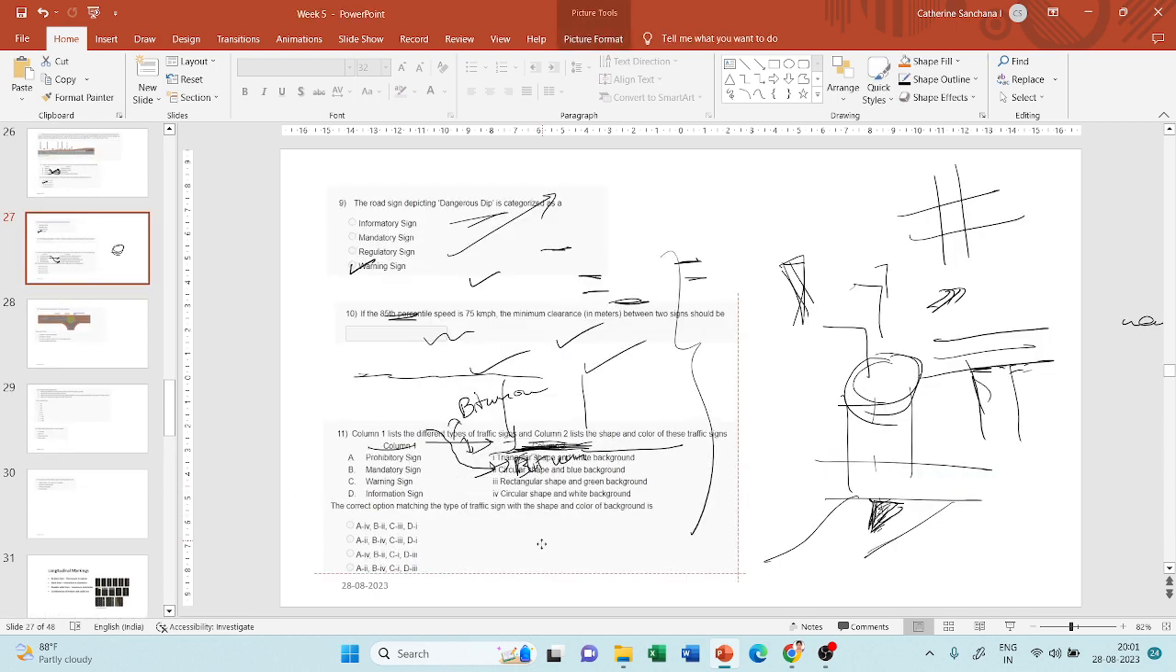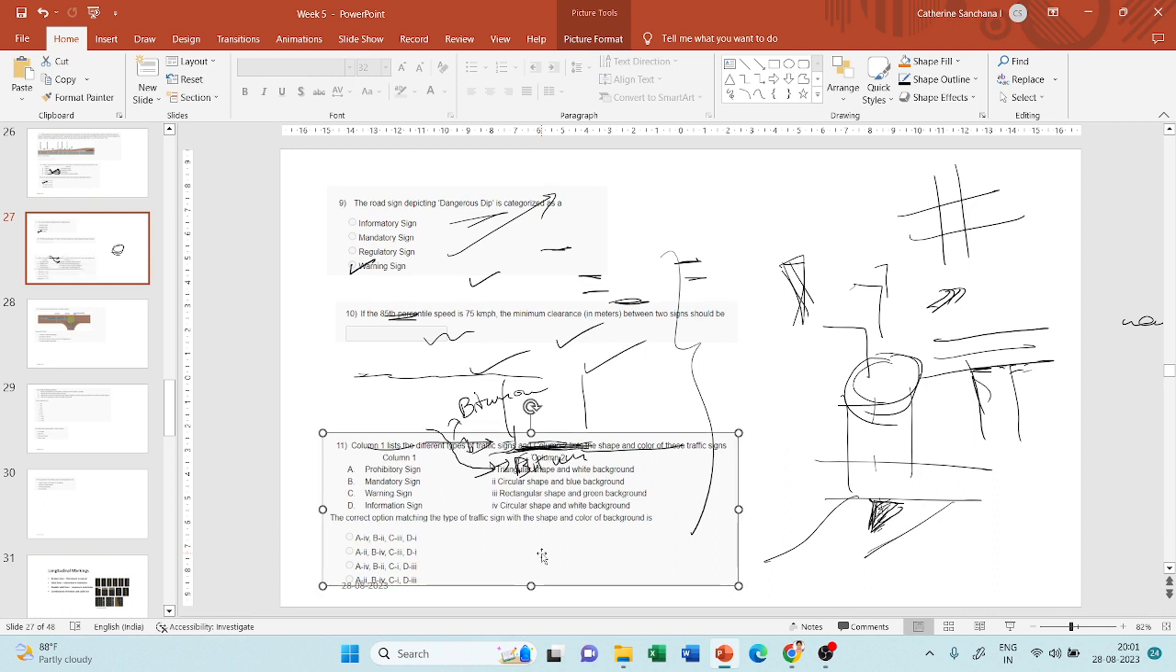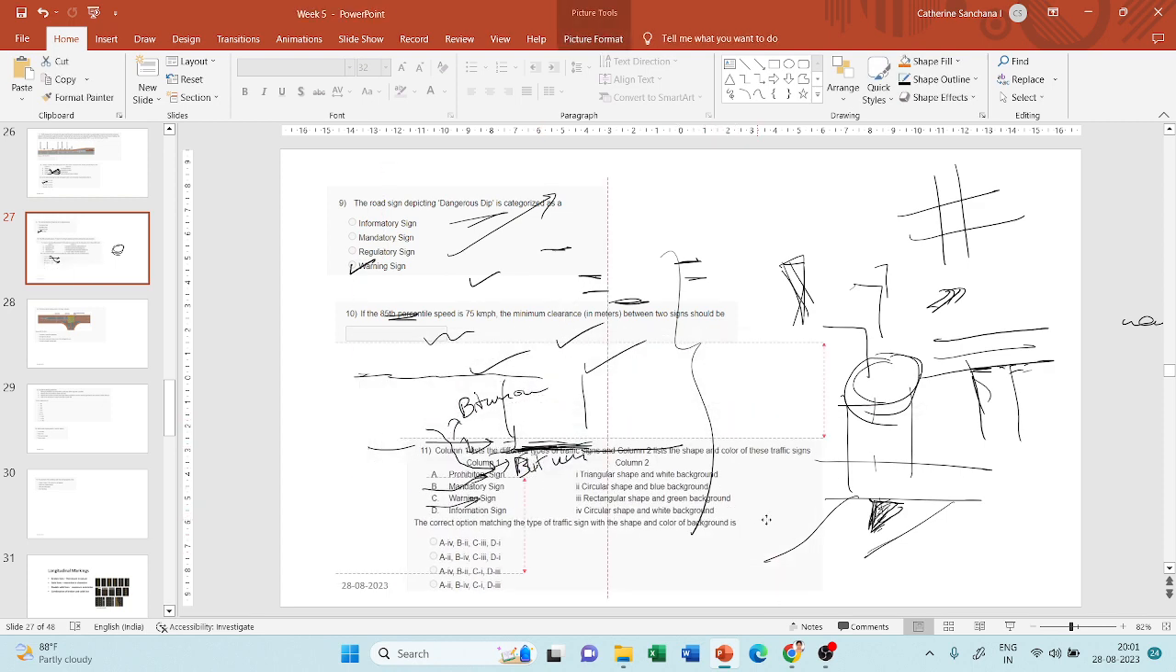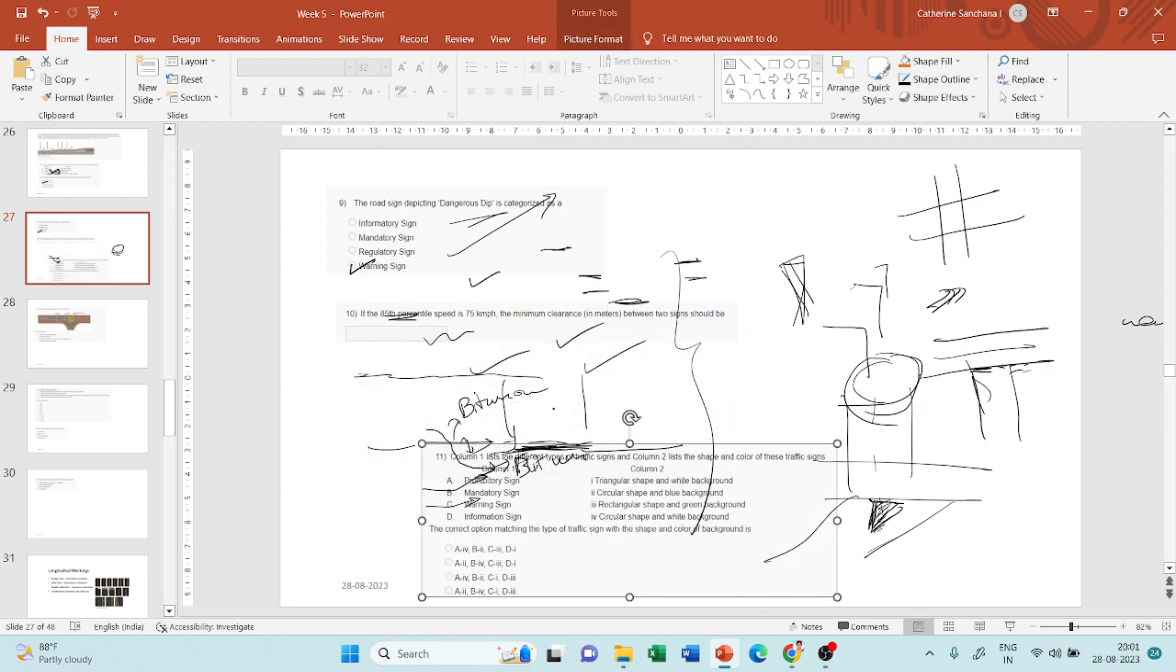So, warning signs, we saw that they are triangular in shape with white background. Information signs are rectangular in shape with green background. It need not be green always, but still in this figure it suits perfectly. So the answer to this is C.